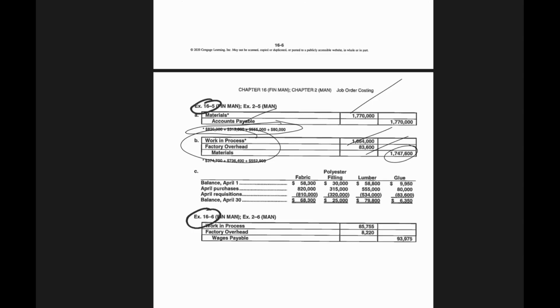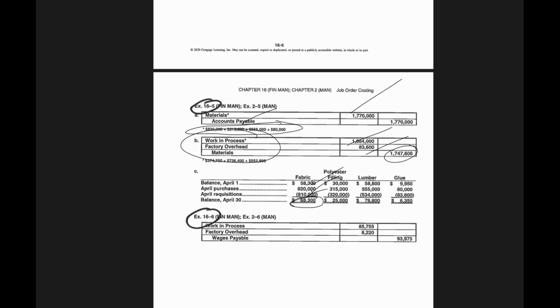Letter C, it says just determine the balances in each of those ledger accounts. Well, let's start off with just fabric, and they're all the same. Fabric, if you look at the first section there, 58,300. Purchases, second section, fabric, 820. Third section, fabric, which got moved over into WIP, 810. What's our balance? 68,300. And that would be the same for all four of them.